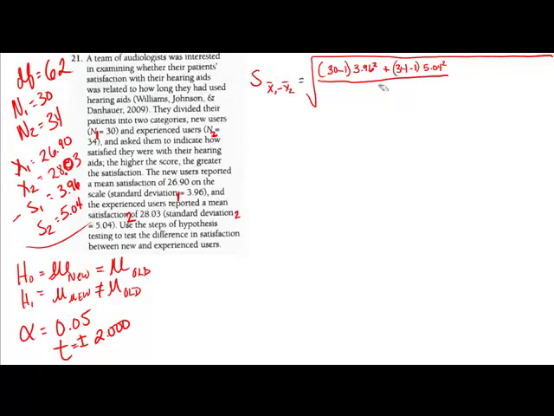My denominator is N1 plus N2 minus 2. Well, I already know that. That's 62. That's just our degrees of freedom. And then over here, we need 1 divided by N1 plus 1 divided by N2.